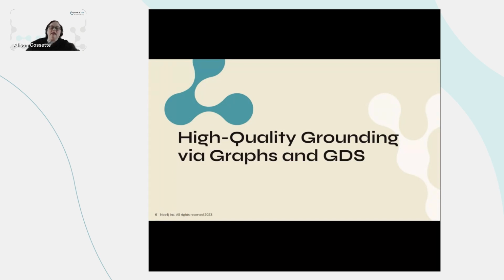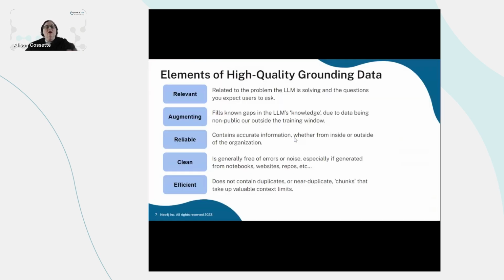So what does it mean to have a high quality grounding data set? One of the things that we know is we have the 5 principles of a high quality grounding data set for your RAG application. First, it needs to be relevant. We need to make sure that the data that's in the data set for your application is relevant to your use case. We certainly don't want it to be noisy.